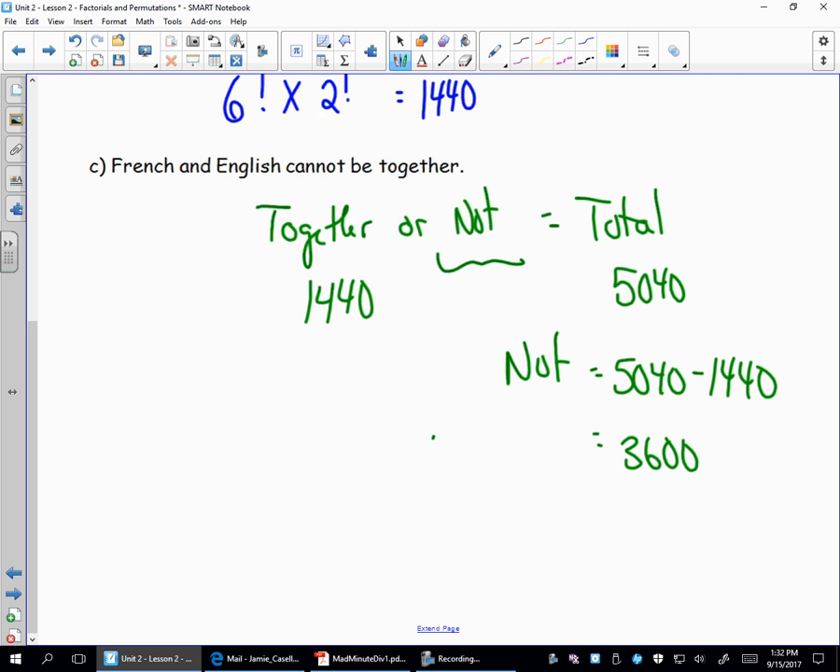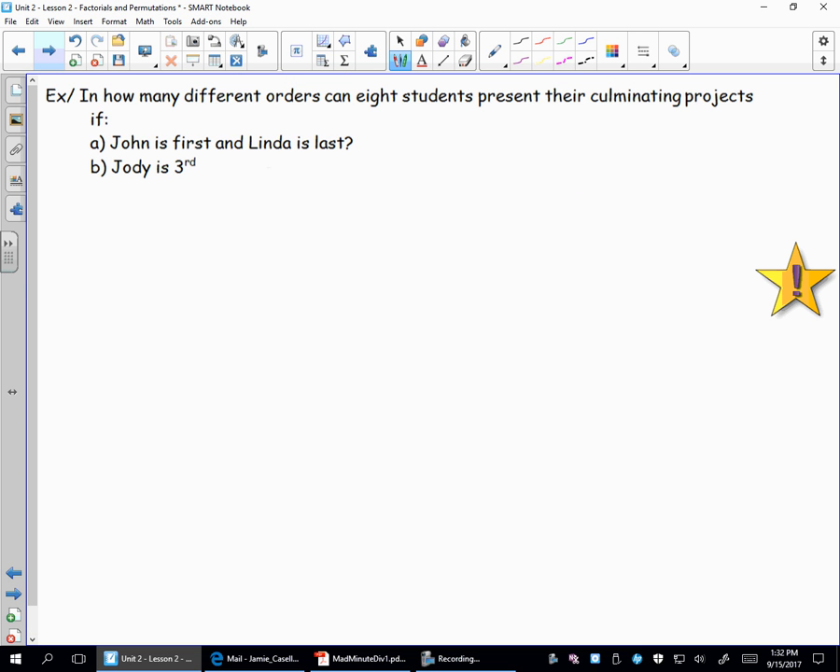Okay, we're going to try some more examples. We can use factorials. How many different orders can 8 students present their projects if John is first and Linda is last? So here's our projects. We've got 8 students, 4, 5, 6, 7, 8. John has to go first. Linda has to go last.